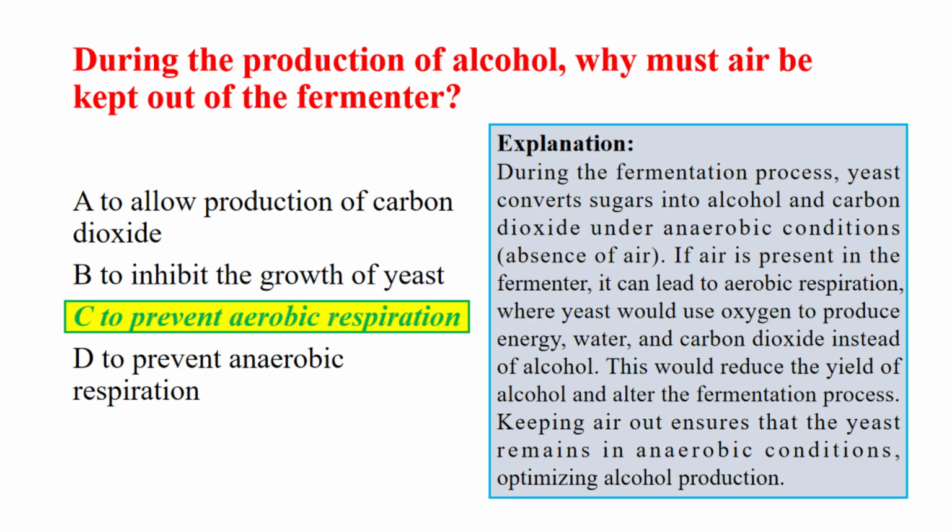Option A. To allow production of carbon dioxide. While it's true that carbon dioxide is a byproduct of fermentation, air isn't needed to produce it. Carbon dioxide is produced whether air is present or not, so this option doesn't quite fit.